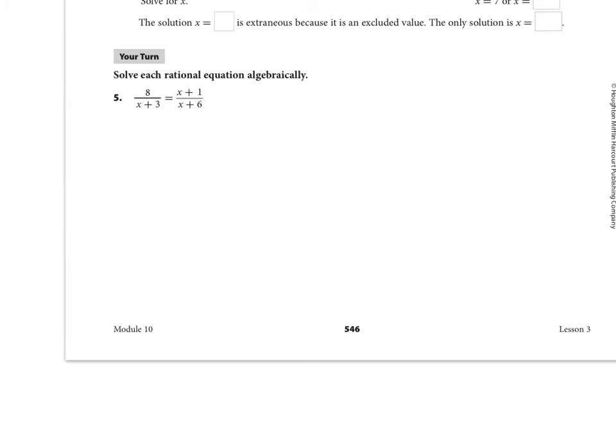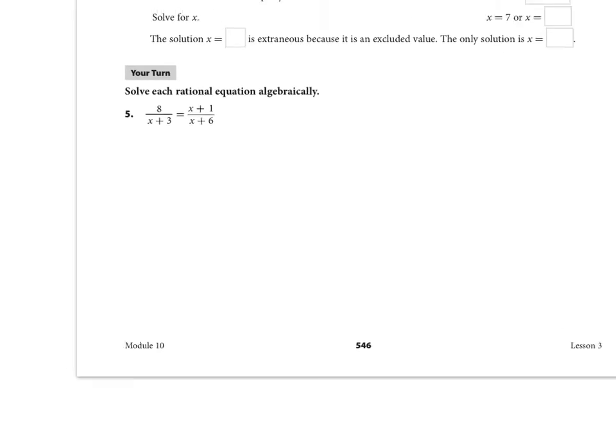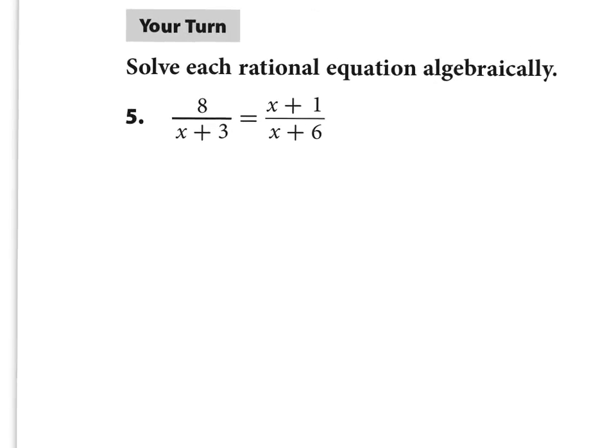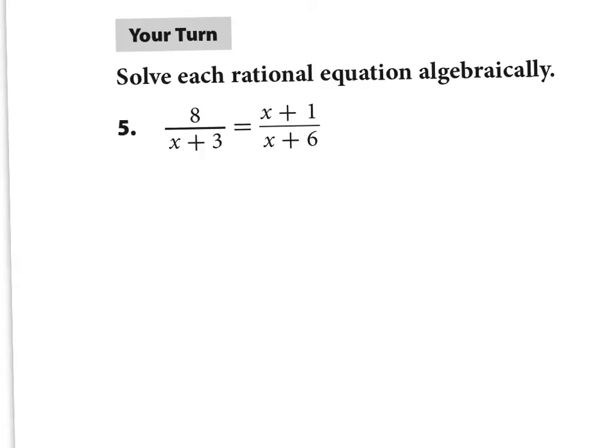So if you'll skip over to page 546, we're going to work on this problem, problem 5. So I have 8 over x plus 3 equals x plus 1 over x plus 6. I don't have to do any factoring, which is really nice. So I've just got to figure out what my denominators are missing so I can get a common denominator. Because once I have a common denominator, my life is quite wonderful.